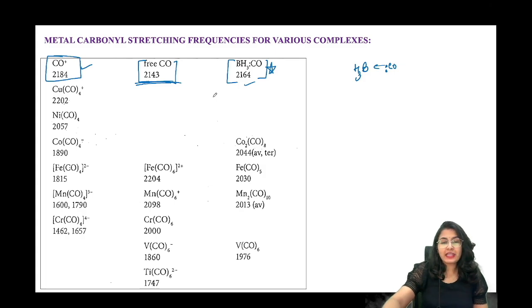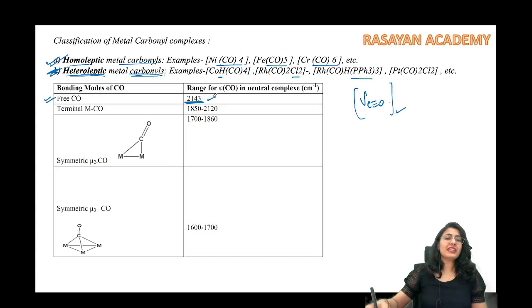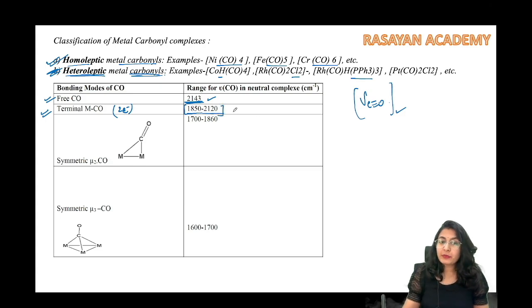अब हम इसको छोड़ेंगे यहीं पे, वापस जाएंगे अपने टेबल पे, because we need to see the modes of binding. So a free carbonyl is 2143. A terminal carbonyl, which gives 2 electrons to the metal, is going to be between 1850 and 2120. It is very important that we remember this range because it is not a fixed value. It could be 1850, it could be 1950, it could be 1920, anything like that, and that's why we have to remember the range. Then the symmetric mu2 carbonyl bridge.